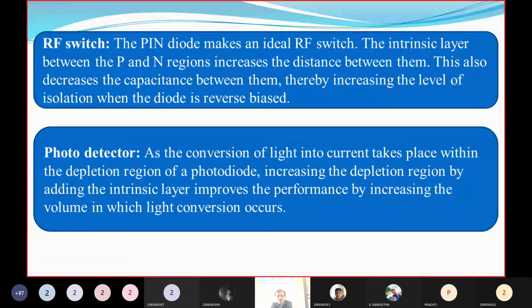Okay, next, RF switch. RF means radio frequency switch. While tuning a particular frequency, we can use this PIN diode. If you want a particular required radio frequency, by using the PIN diode we can switch. How? By changing the width of the p region and n region, we can change the capacitance of the PIN diode.